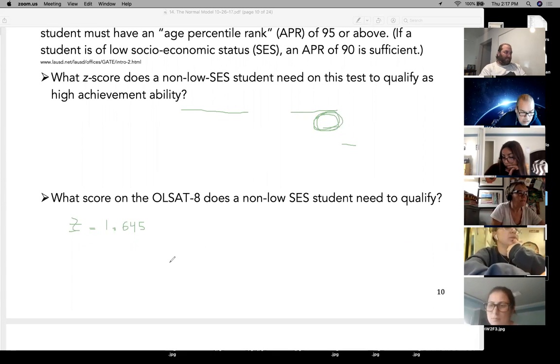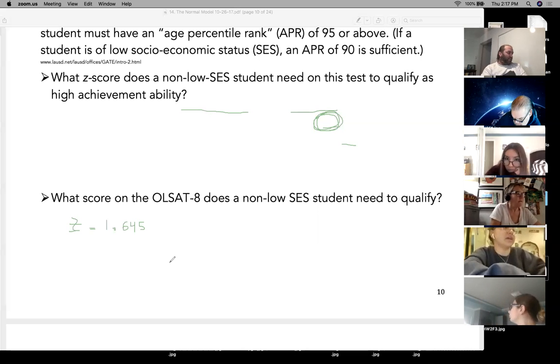Compute and interpret the Z-score. How do you figure out the actual score? Not the Z-score, we already have the Z-score, right? The Z-score is 1.645. The question is, how do we get the actual score?